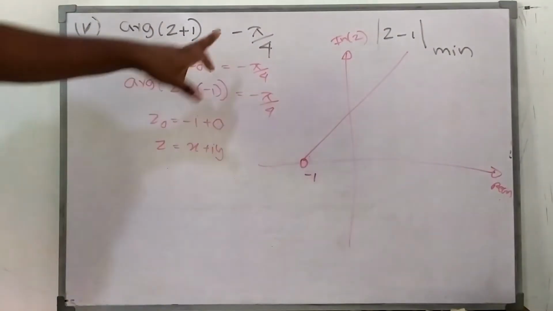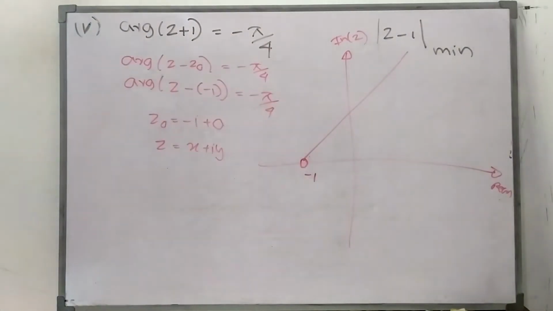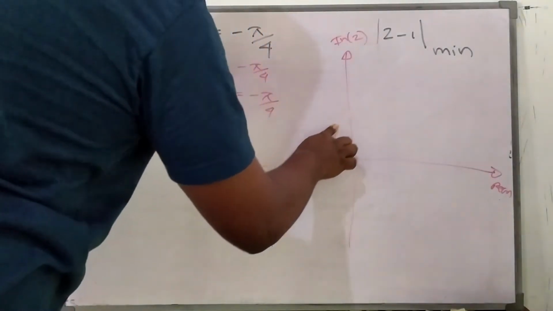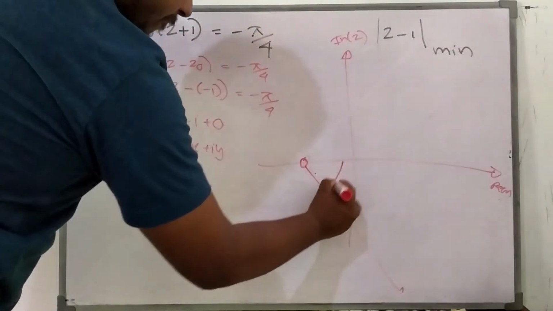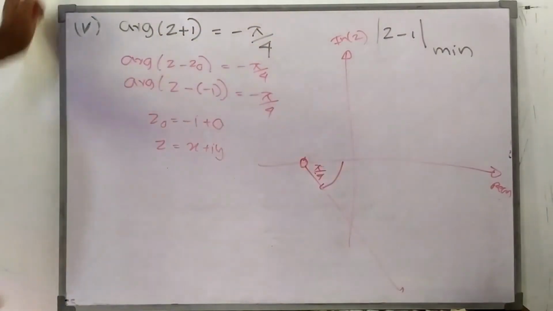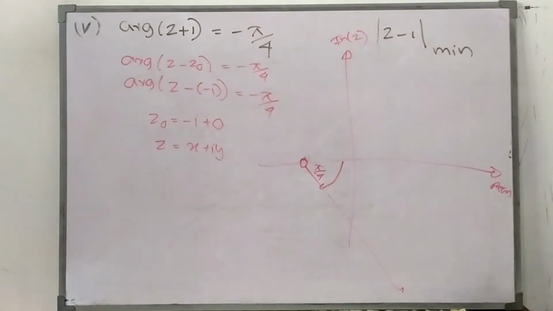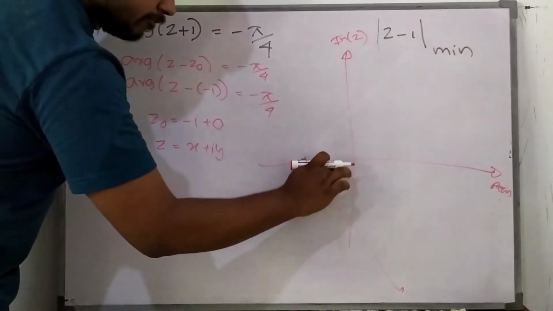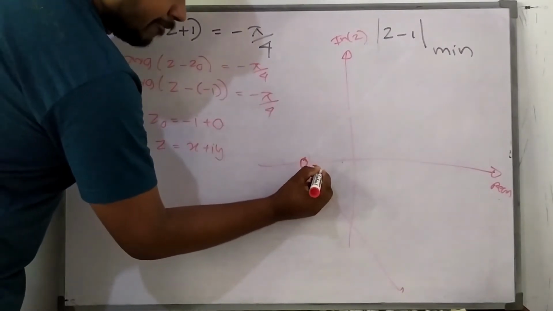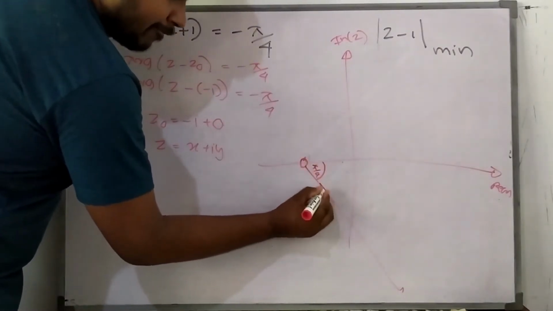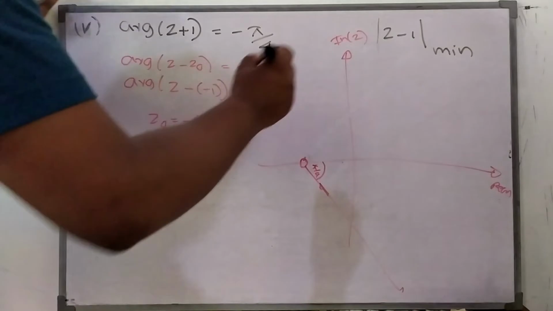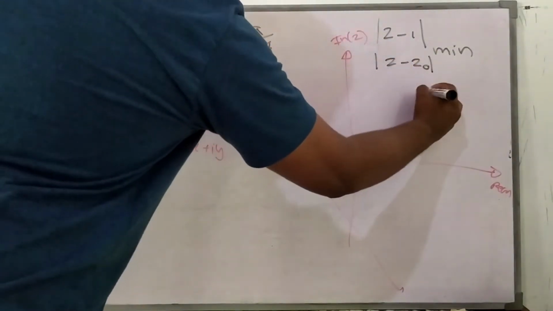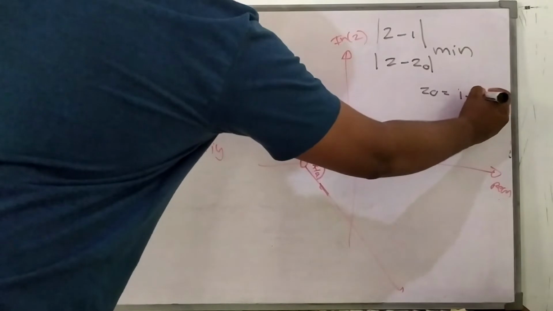Sorry, here the angle is negative. Negative means it's moving the other way around, in the clockwise direction. I was wrong. So it's moving round, this is pi by 4 negative. Then z minus z naught is 1 plus 0i.